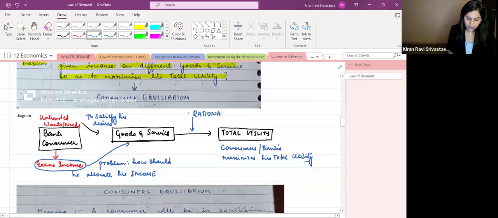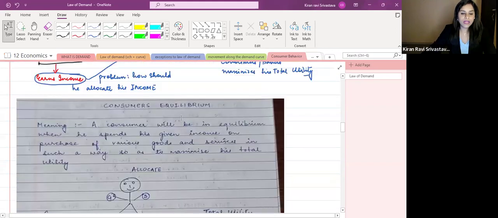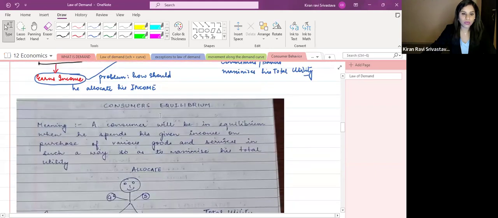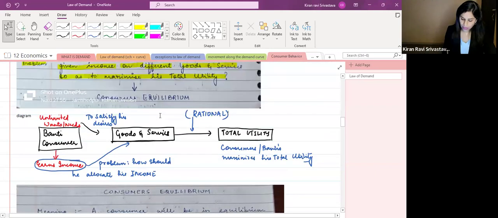Basic assumption that consumers are rational, and that is why they want to maximize their total utility. Now, coming to the consumer's equilibrium, what is consumer's equilibrium? We are talking about when Bunty wants to maximize his total utility, he wants to remain in a situation called equilibrium. Now I'll tell you what is equilibrium.